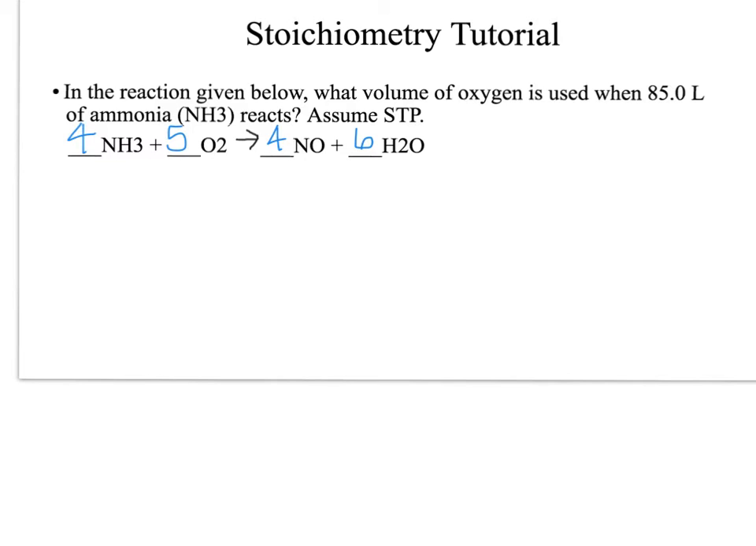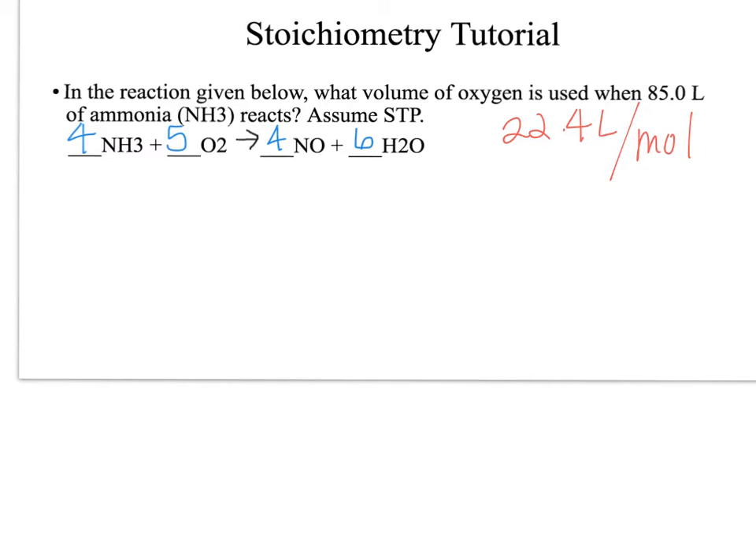All right, let's read the problem now. So we have, in this reaction given below, what volume of oxygen is going to be used when 85 liters of ammonia reacts. And then, of course, it says assume STP. And so we're going to be using that 22.4 liters per mole. We're going to need to use that as our conversion today because we're dealing with volume.